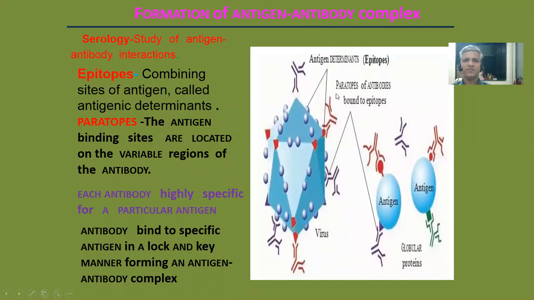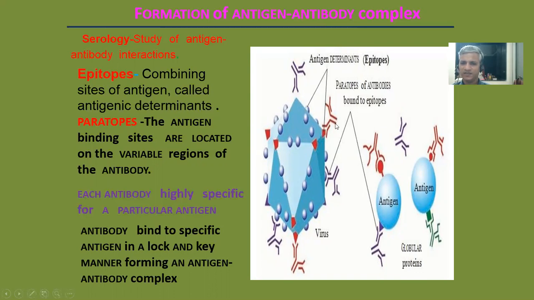Now we will see the interactions between the antigen and antibody, that is, the formation of the antigen antibody complex. The combining site of the antigen is called the antigenic determinant, that is, the epitope, and these epitopes are present on the antigens. The antigen binding sites, located on the variable regions of the antibody molecules, are called paratopes. So interaction occurs between the paratopes of antibodies and the epitopes of the antigens.